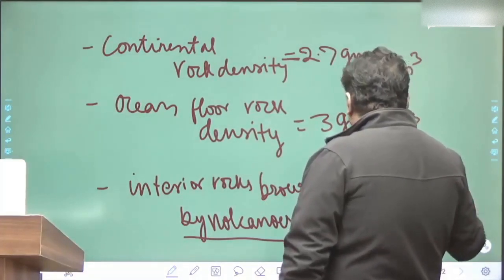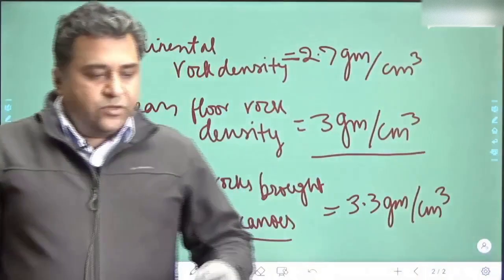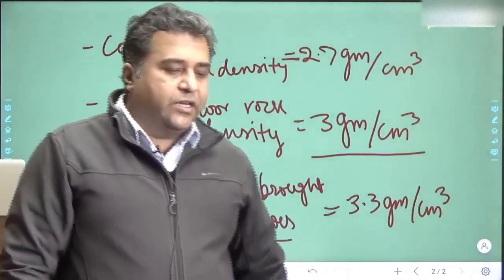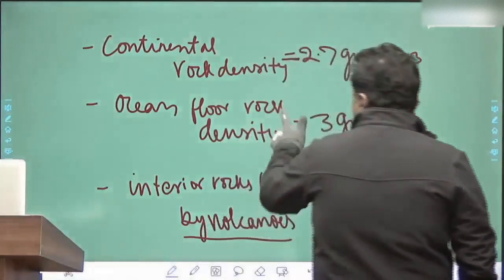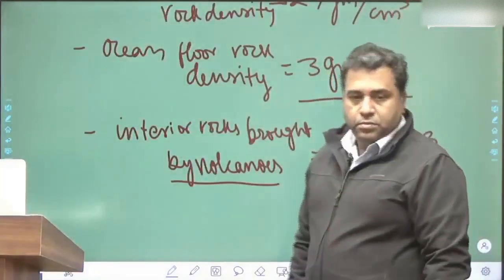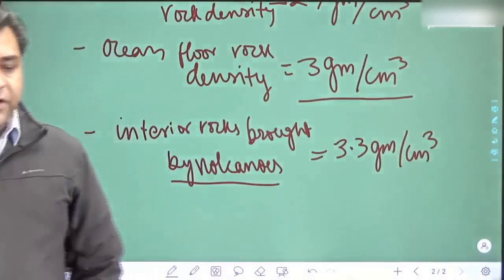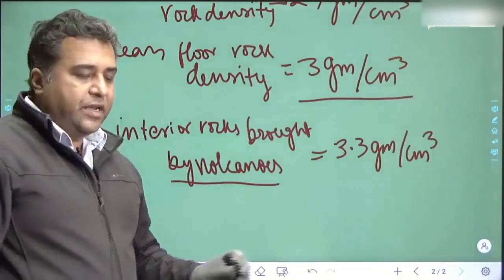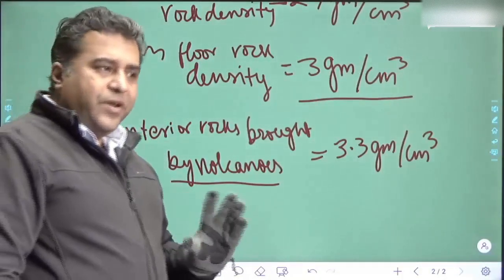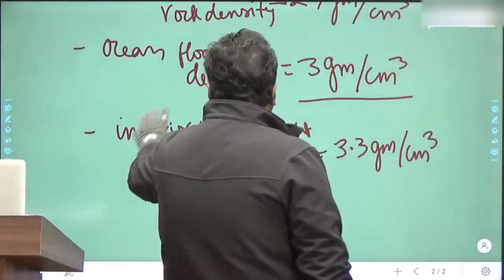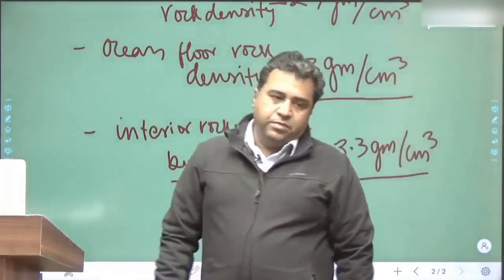And they are also not coming from too much depth. Interior rocks brought by volcanoes. Yes, opposite. So that you have to correct, Ananya. The data in the NCERT is opposite. You have to correct the NCERT data. Interior rocks brought by volcanoes, their density is 3.3 grams per centimeter cube. And all of this is the density of the upper region only, because even these are not coming from too much depth.